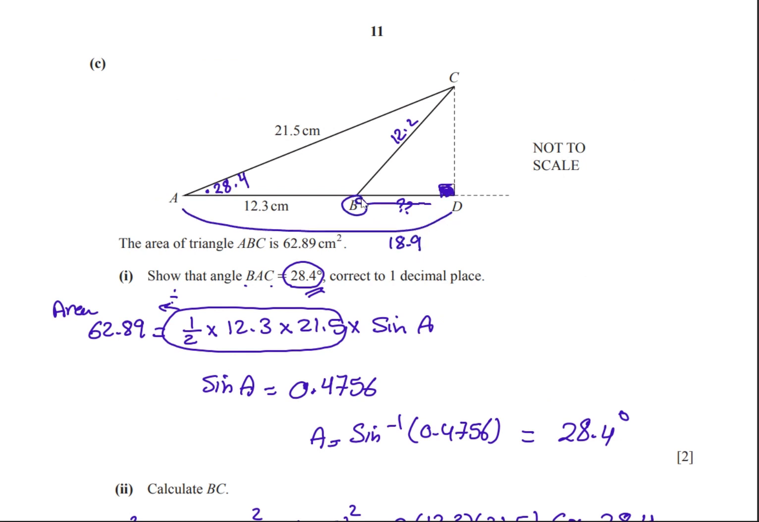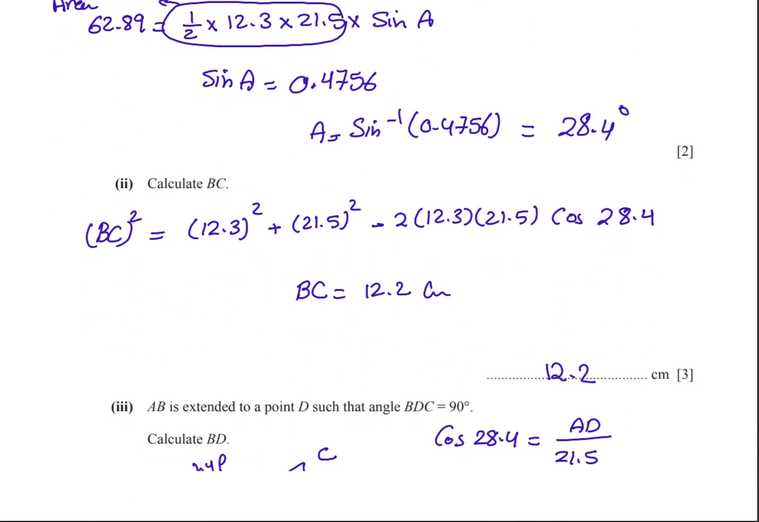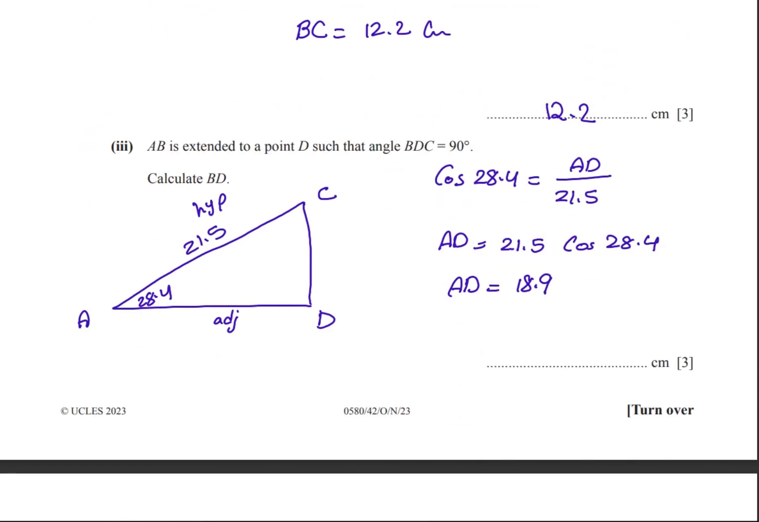If I want only BD, I will subtract from it 12.3. So if I want BD, it will be equal to 18.9 minus 12.3, which is 6.612. So I will write it as 6.6 centimeters.